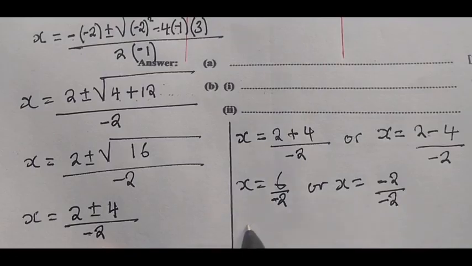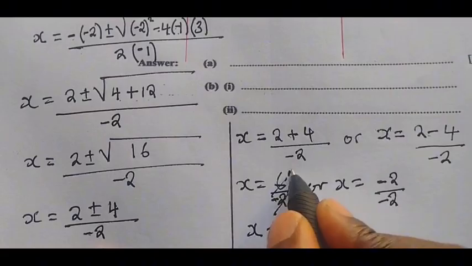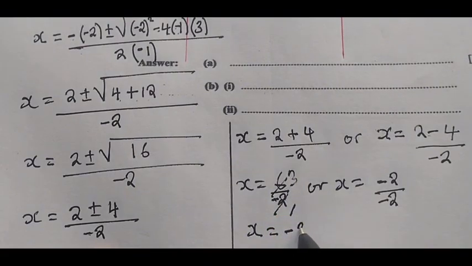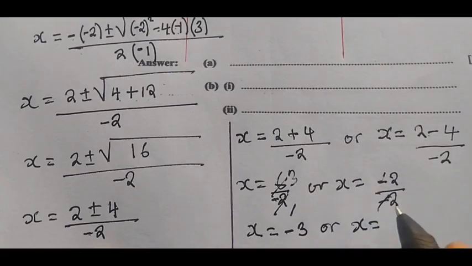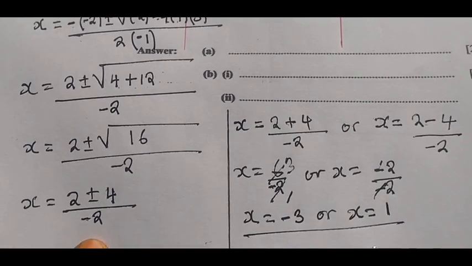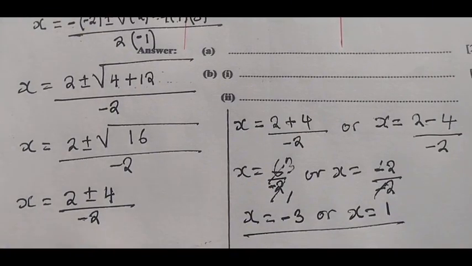Okay, so our final answers: x is equal to, 6 over negative 2, it's negative 3, or x equal to negative 2 over negative 2, the negatives cancel out, it's a 1 right here. So these are the values of what? Of x. x is equal to negative 3, or x is equal to 1. Now they said find the coordinates of point A and point C.